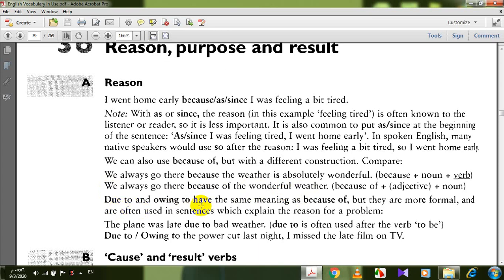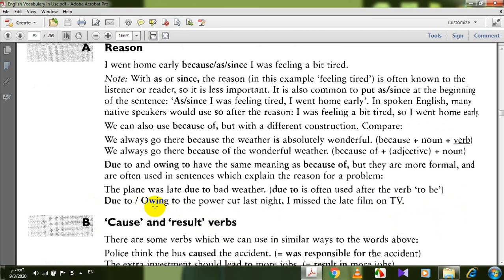Due to and owing to have the same meaning as because of. Because of is the same as owing to and due to, but they are more formal. This is important. Due to and owing to are more formal and are often used in sentences which explain the reason for a problem.